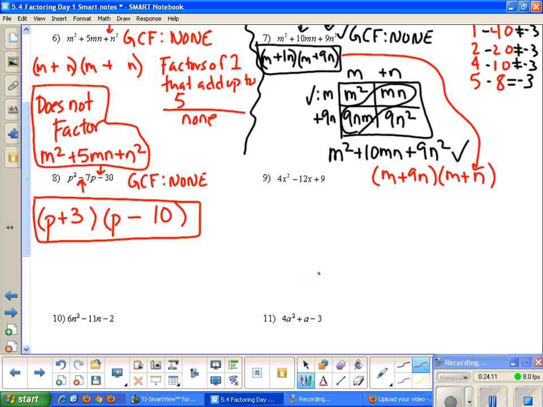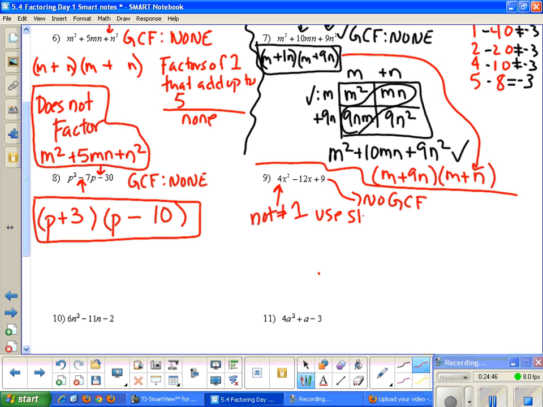Now, let's go ahead and look at number 9. For number 9, I have 4x squared minus 12x plus 9. So for this problem, there is no greatest common factor. So since there's no greatest common factor, I have 3 terms, but however, notice this first term right here is not 1. When you have no greatest common factor and your first term in front of your x squared quadratic term is not 1, then we're going to use the slide and divide method.